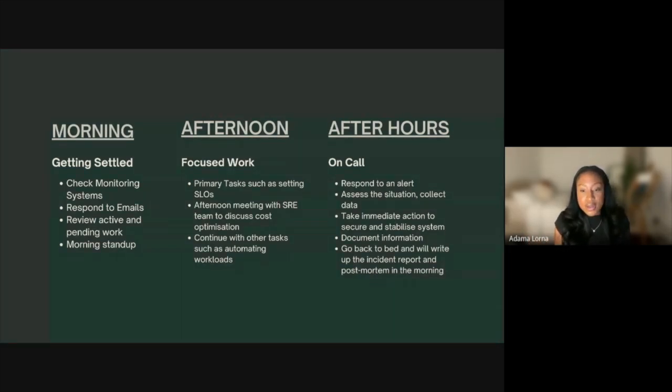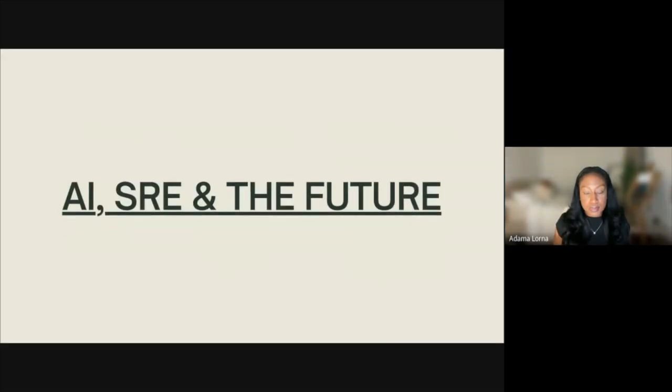Now, at this point, it's not about having the most elaborate response where you've automated everything. Right now, at this point on call, it's about stabilizing the system, right? It doesn't matter how shiny the action is that's taken, so long as you've secured and stabilized the system. And then you document the necessary information. It's not about getting a post-mortem or a very extensive incident report. You just need to document the necessary information so that in the morning, when you go back to the team, you can write up your reports and your post-mortems.